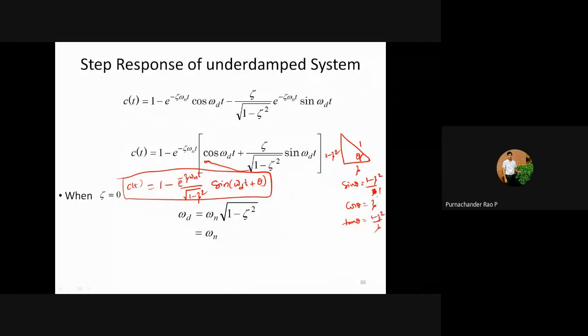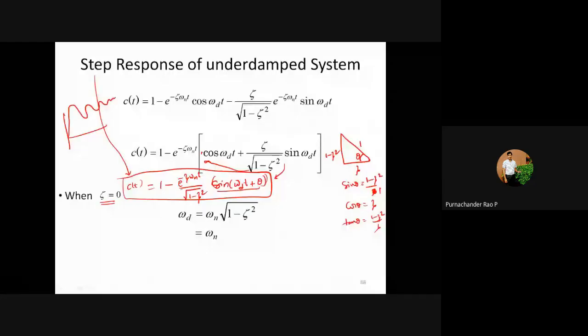Okay, so with this, 1 minus zeta square will be coming here, zeta is there. So this is going to be sine theta cos omega d into t plus cos theta sin omega d into t. So this is the addition formula, sine of a plus b, sin a cos b plus cos a sin b. So I am converting this into this. So this is your response. So this C of t is nothing but your step response. This response consists of a sine function and also an exponential function, and therefore this response will be like this.